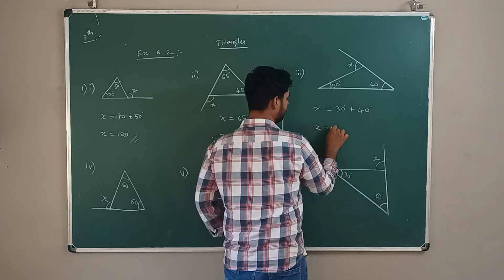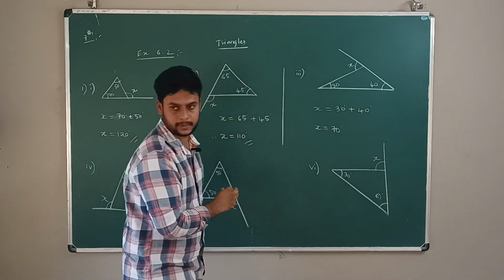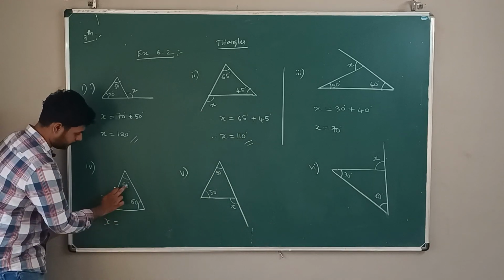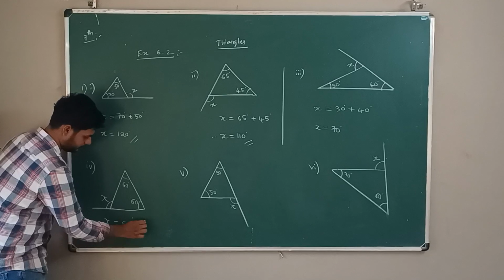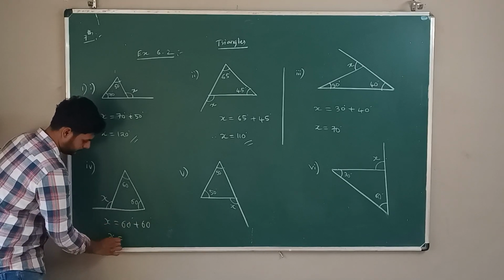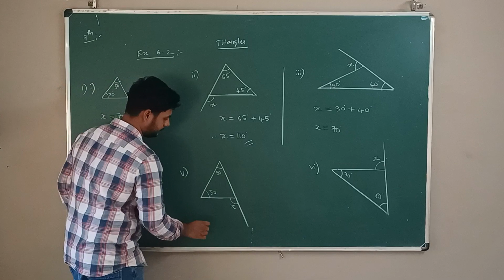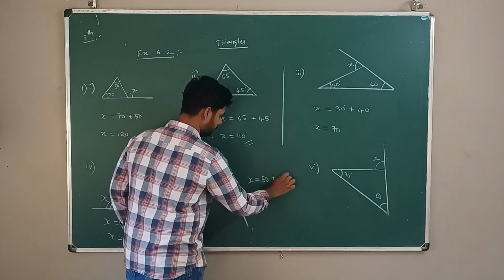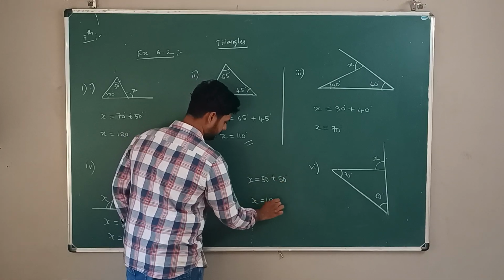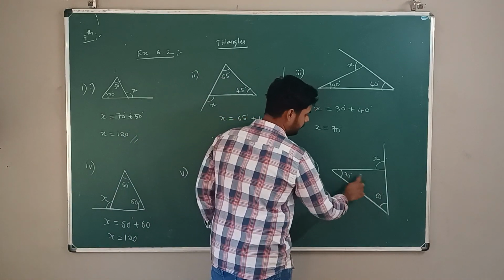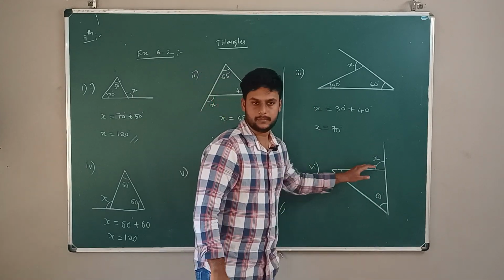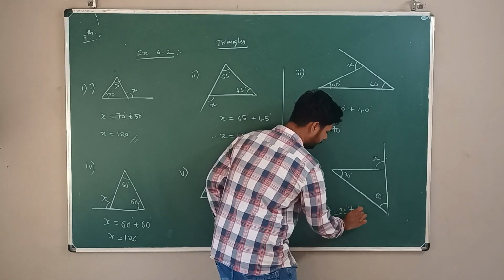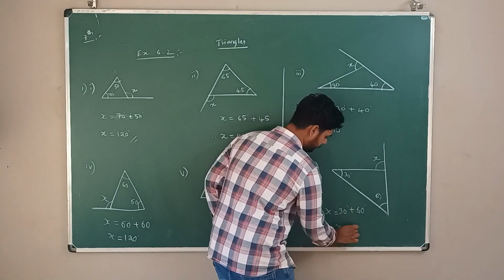Second exercise you can try. Second exercise I will give you to try, okay? Now just see here and tell the answers. So what is the x value here? 60 plus 60. Here? 90. x is equal to 100 degree. Just by seeing the diagram only we can see or not? So x is equal to 30 degree plus 60 degree.